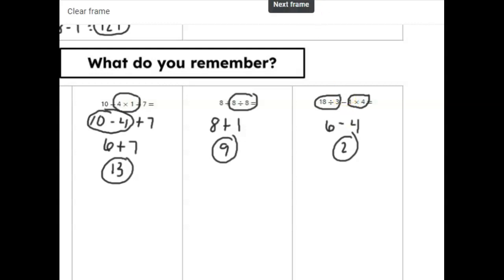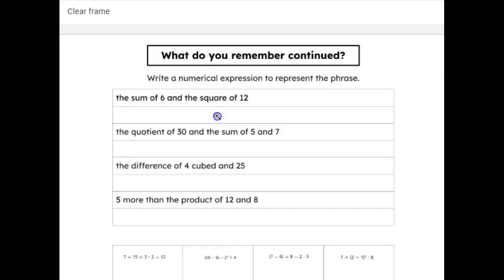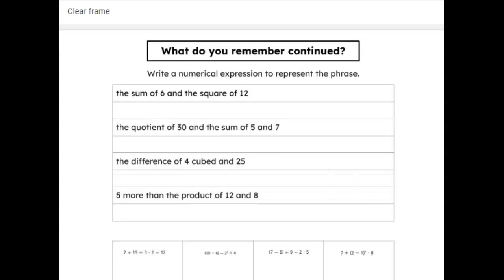I'm pretty sure. Let me go to the next one. Oh, no, we got more. What do you remember, continued? We got some more stuff going on here. So the first part: write the numerical expression to represent the phrase. So we're not solving this. We're just writing the numerical expression.